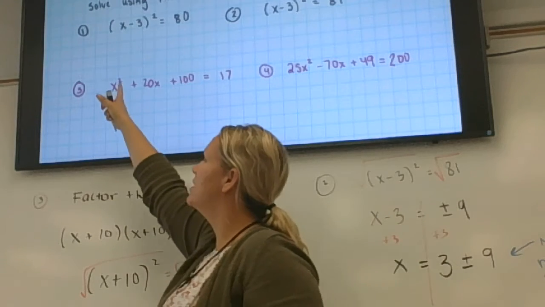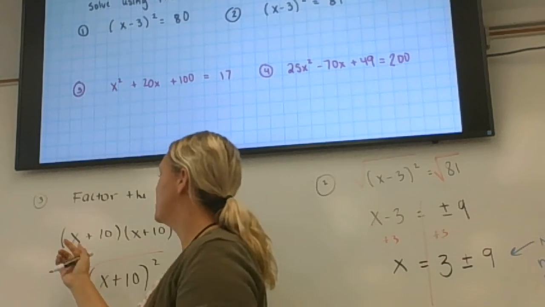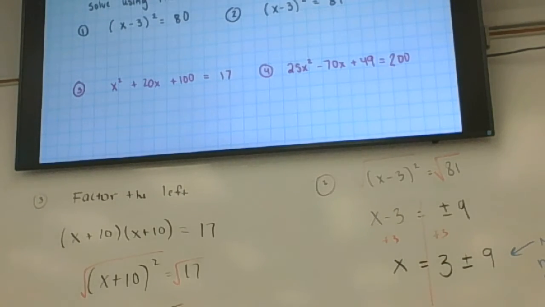Or were you asking me where this one goes to here? That one would show up if I were to FOIL it. So we're just rewriting that. Let's just start with factor. We did this.